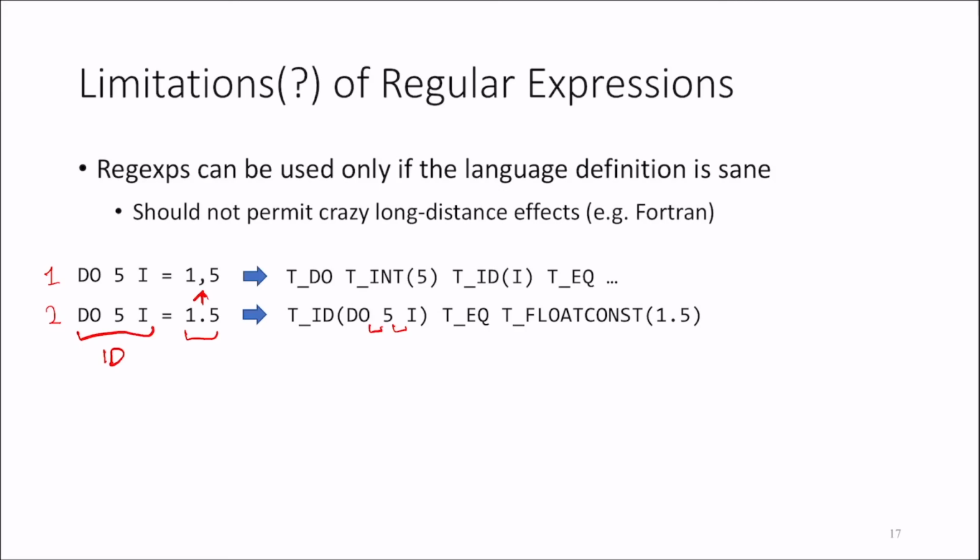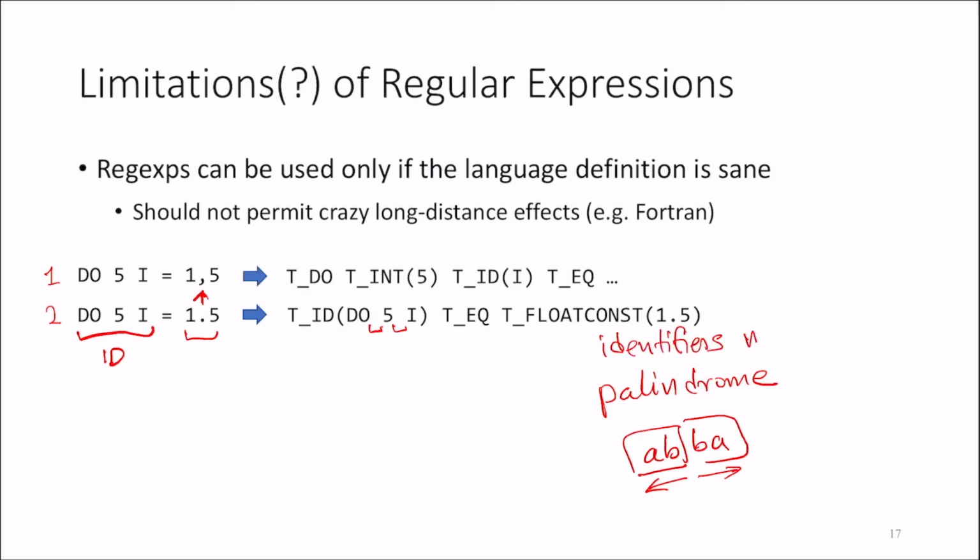Another example would be palindromes. A palindrome is just a sequence of symbols that is a mirror image. You can see that A, B, B, A are mirror images of each other. Now you could construct a programming language that says identifiers must be palindromes. I don't think that's a reasonable thing to say when you specify a programming language, but if you do, then we know that you cannot write a regular expression for a palindrome, because a palindrome is not a regular language.